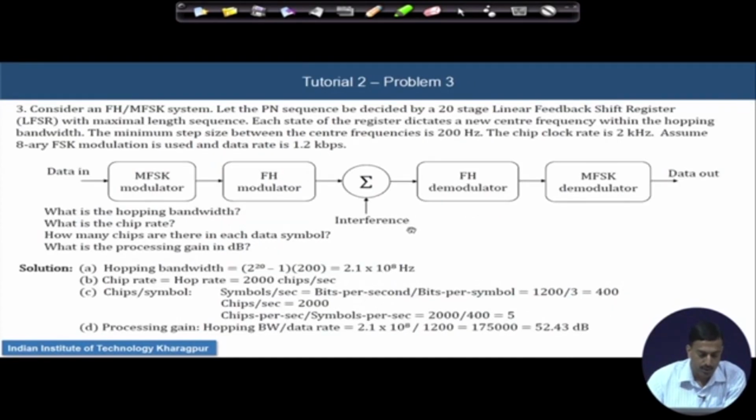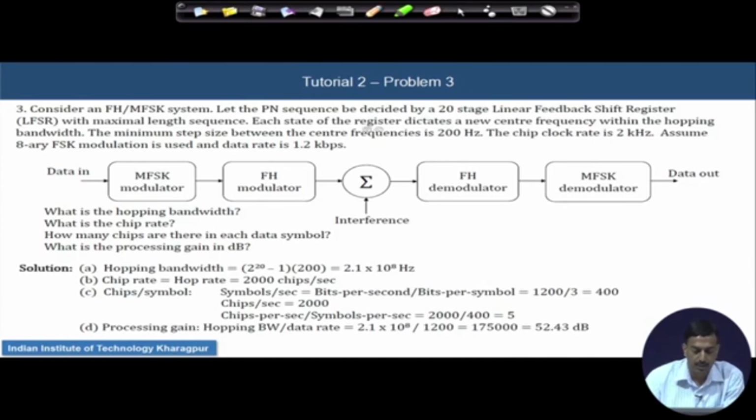So we move on to the third problem. In this problem, we are given a PN sequence which is generated using a 20-stage linear feedback shift register, and it's a maximal length sequence. So basically we know that a 20-stage linear feedback shift register will give you a maximal length of 2 raised to 20 minus 1. So that will be the number of states for this shift register.